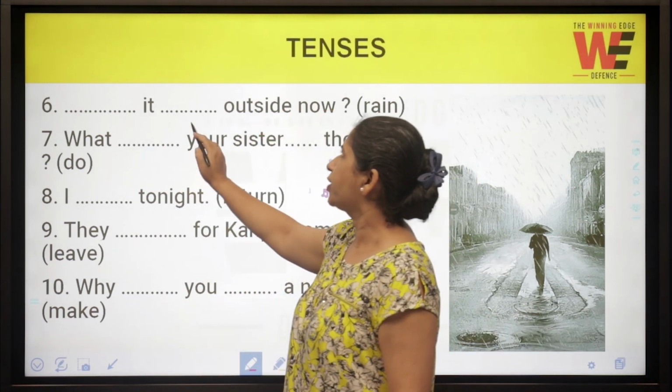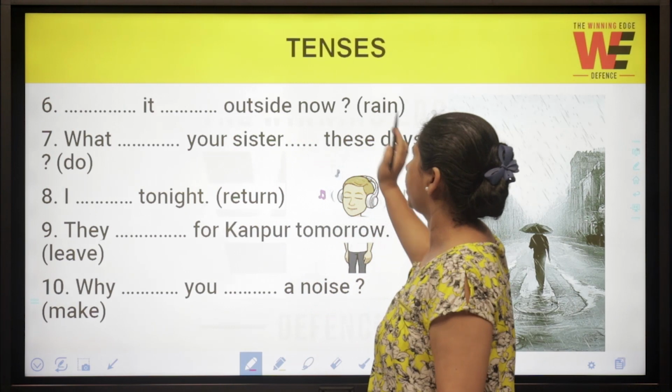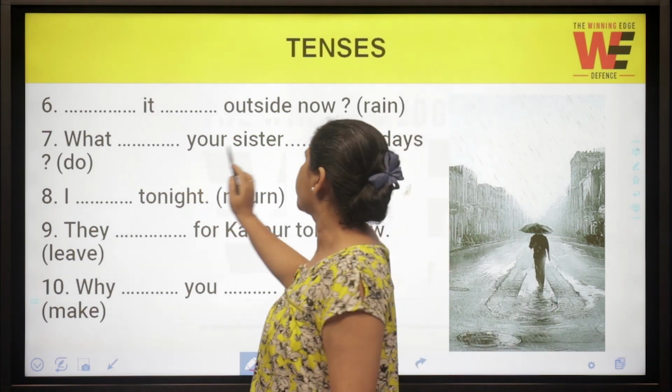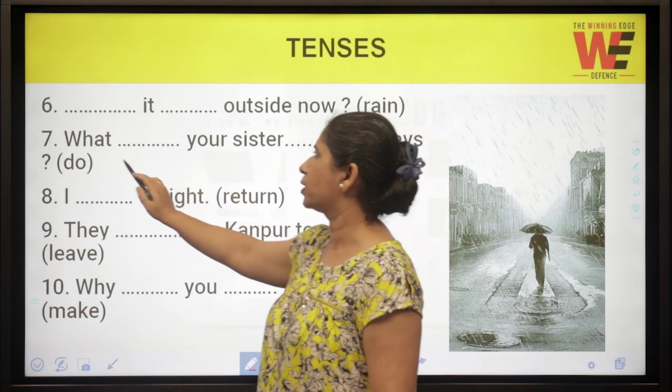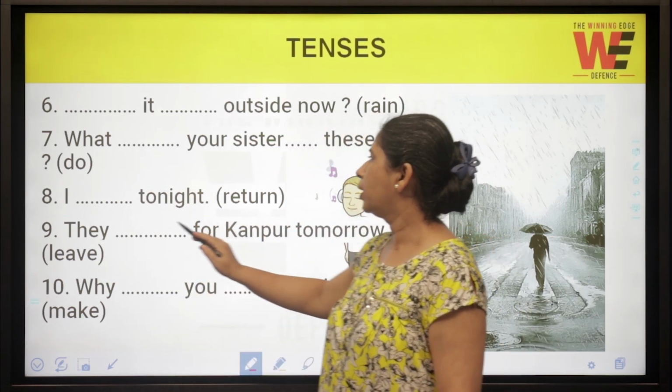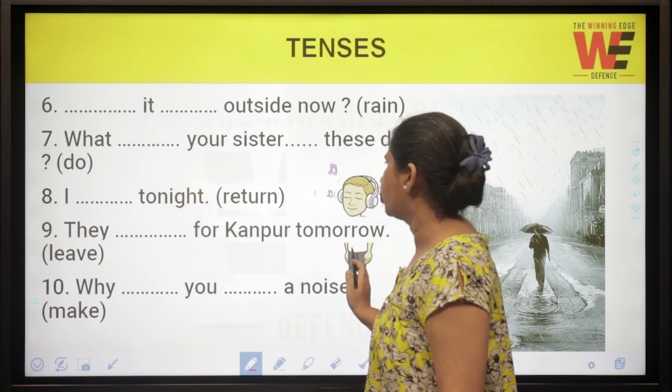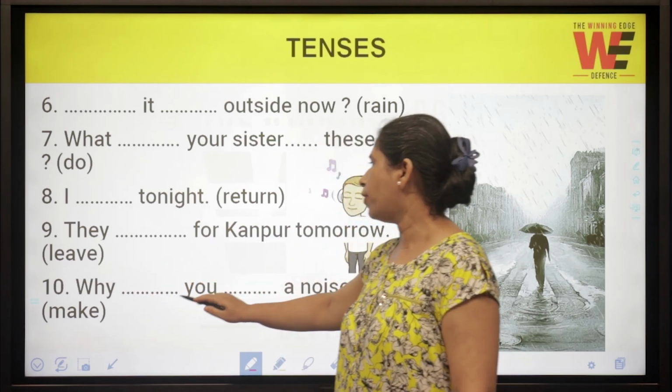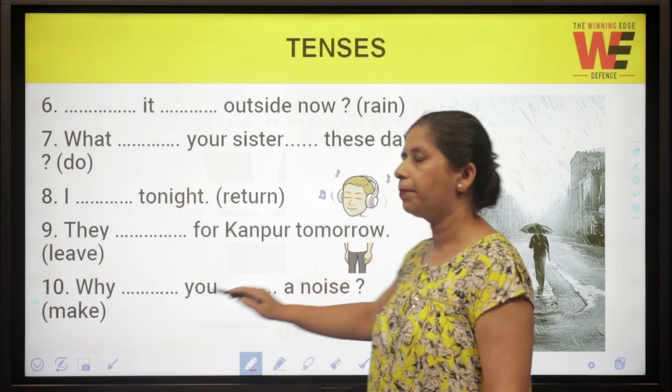Okay. Dash it dash outside now. Rain is given here. What dash your sister dash these days? Do is given here. I dash tonight return. They dash for Kanpur tomorrow. Leave. Why dash you dash a noise make?